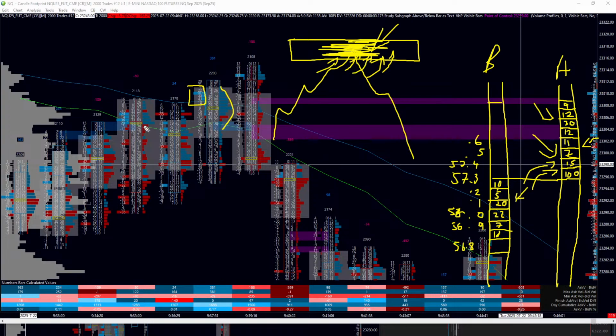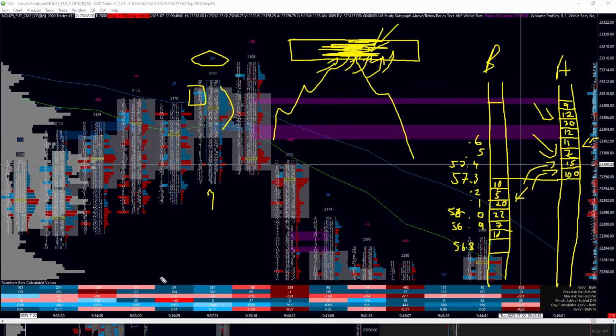So what is happening at this price level here? You had buyers chipping into an area of heavy supply, and they just get outnumbered. So you can see large delta here, 381, right? Which means that in this candle specifically, there were 381 more buy limit orders hit the market than sell limit orders.